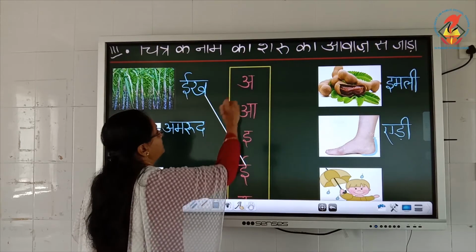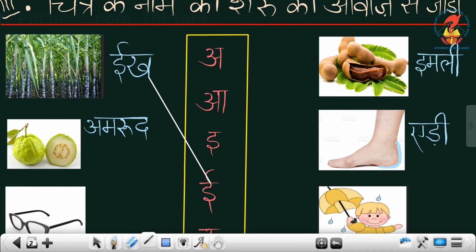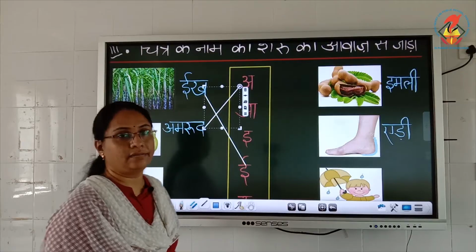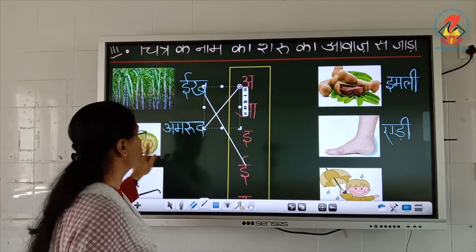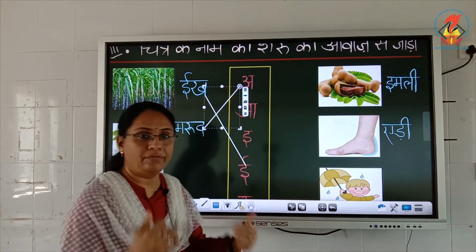The very first letter is A. So we will match that with A. See here. I have matched it with A. Now we will go to the second side. What I said, we will do 1, 2, 3, 4 first, then we will go back.